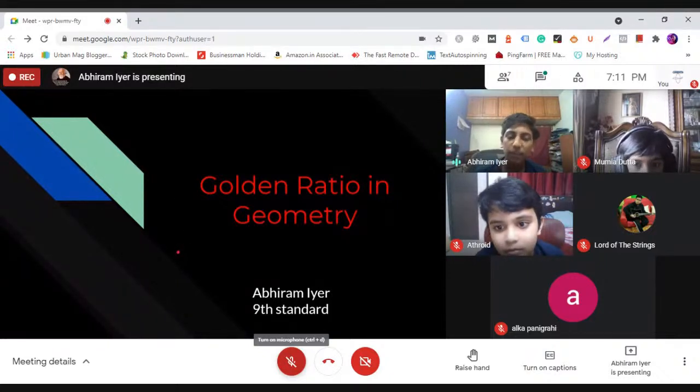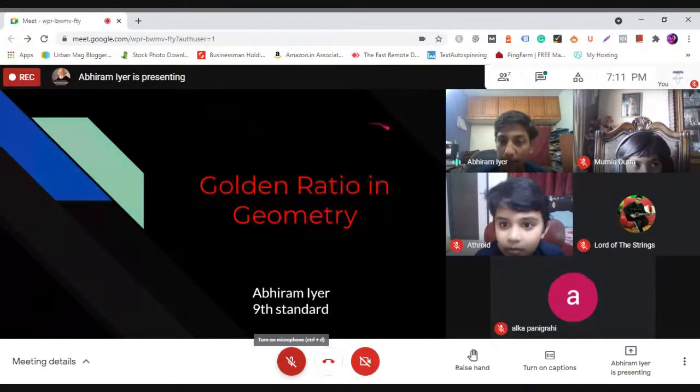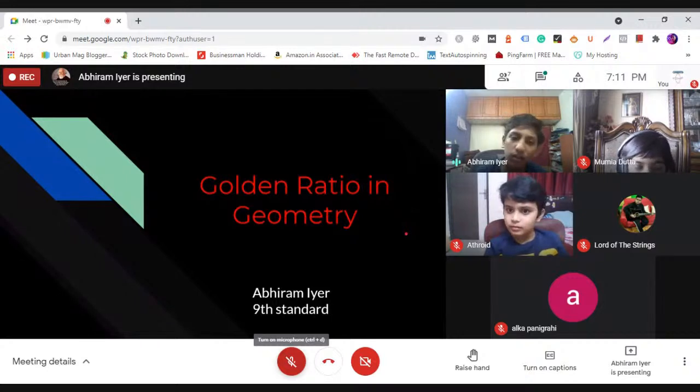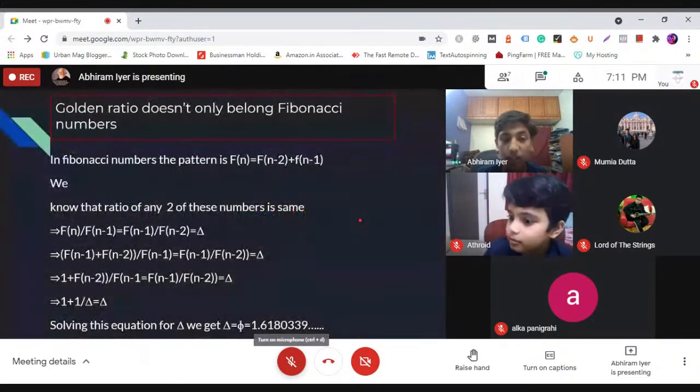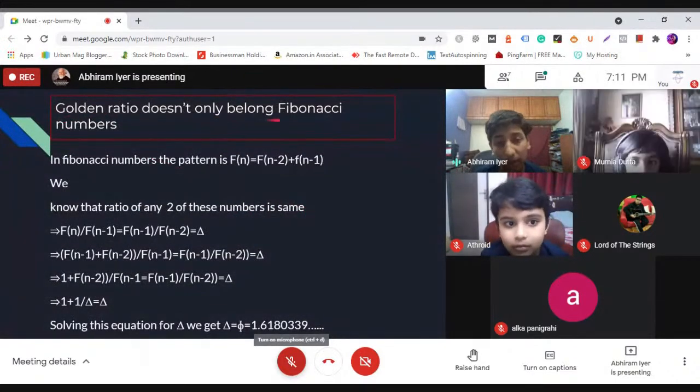Today, I like mathematics and also some problems which connect two parts of mathematics, like my topic, which is golden ratio in geometry. So, a golden ratio is one of the most famous and beautiful ratios all over mathematics, and geometry is arguably the most beautiful part of mathematics. So, let's see how they both are related. There is a statement here which I have written. Golden ratio doesn't only belong.